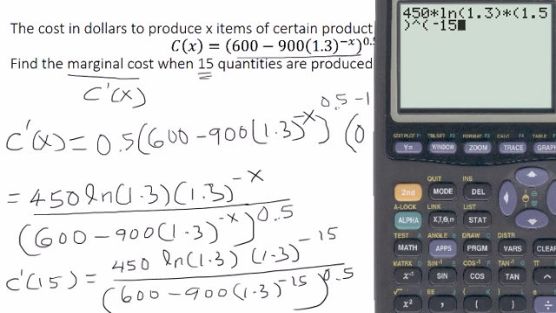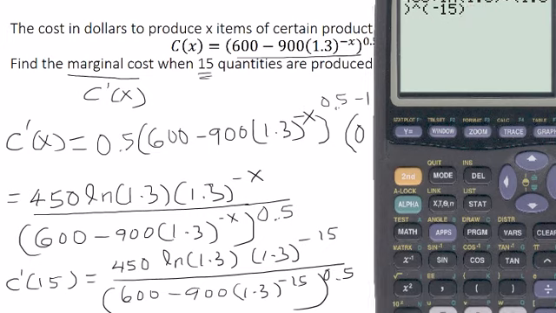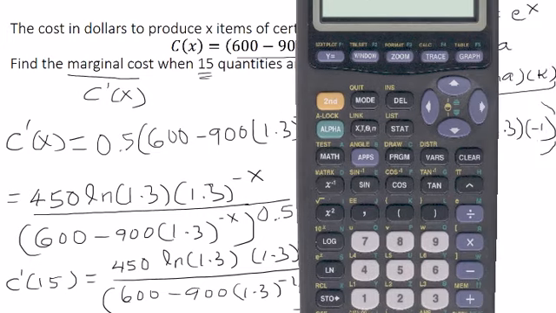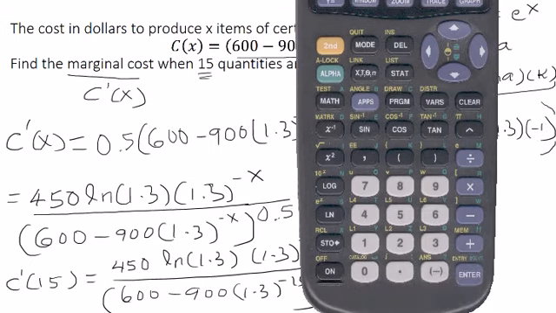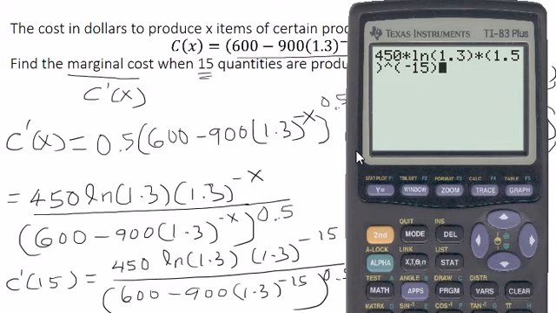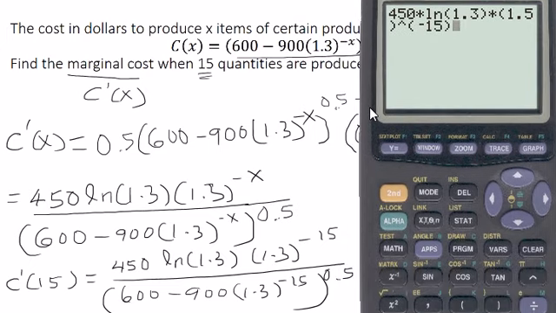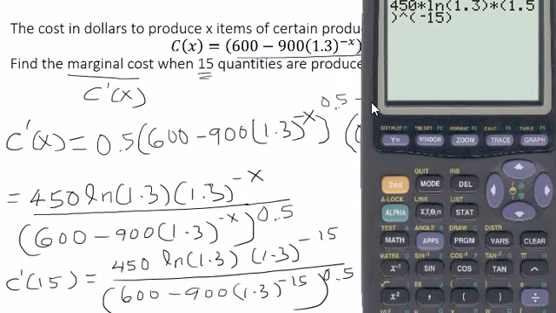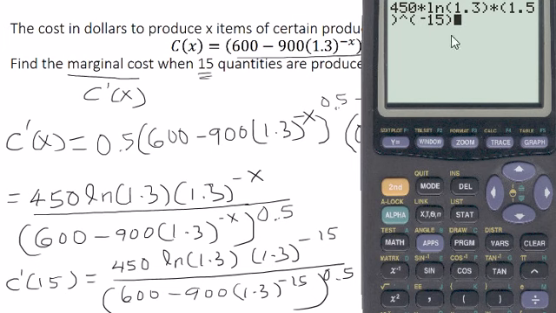Now remember to use the negative key at the very bottom, right here. Okay, so we're looking at this negative when I said the -15. If there is an error in this expression, we'll see that. Otherwise, we'll get an answer.